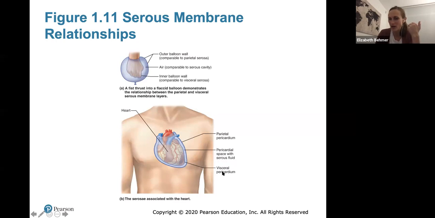So the visceral pericardium covers the heart itself. And then the parietal pericardium lines kind of the hole that the heart sits in.